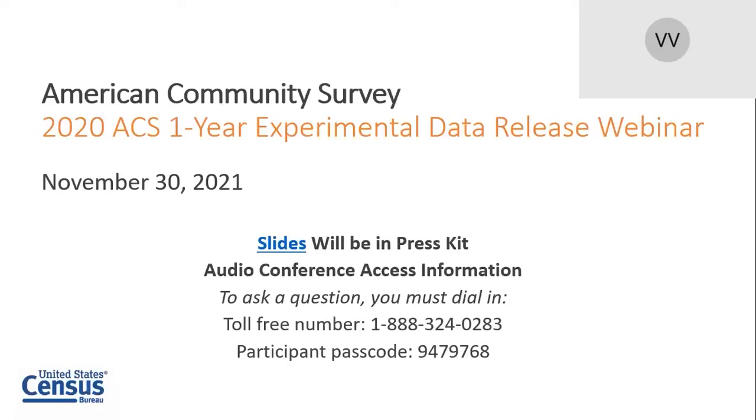Good afternoon. I'm Michael Cook, Chief of the Public Information Office at the U.S. Census Bureau. Thank you for joining us today for the webinar on the American Community Survey one-year experimental data release. As you may know, the American Community Survey is an important source of information providing key social, economic, housing, and demographic data about the U.S. population.